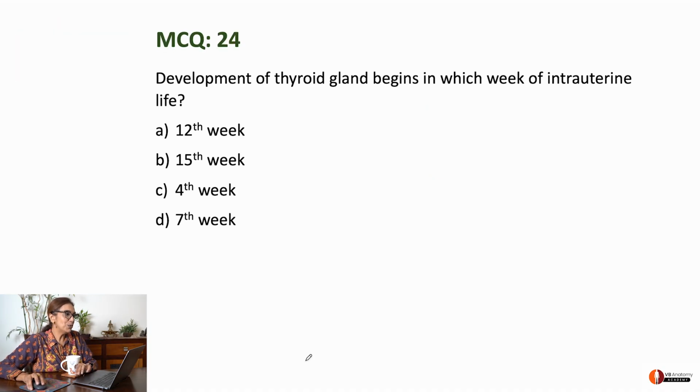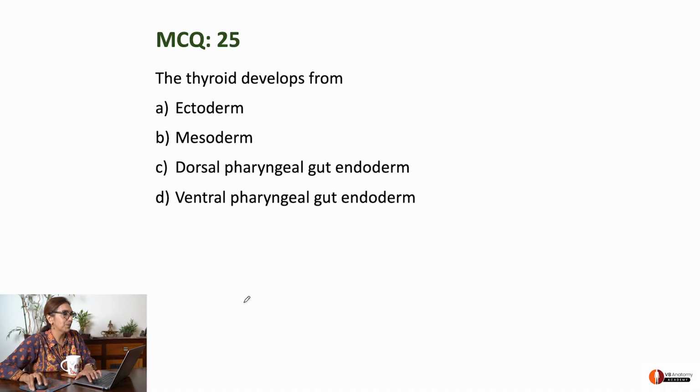Let's begin MCQ 24. Development of thyroid gland begins in which week of intrauterine life? Remember, thyroid gland is one of the earliest glands to develop, has to be the 4th week. 12th, 15th, 4th, 7th. 4th week is when the thyroid gland begins to develop. Answer is C. MCQ 25. Thyroid gland develops from ectoderm, mesoderm, dorsal gut endoderm, ventral pharyngeal gut endoderm.